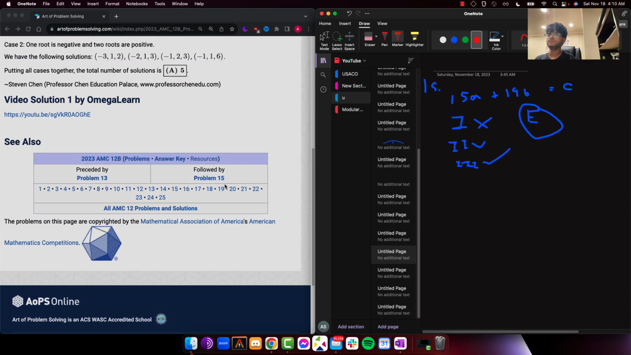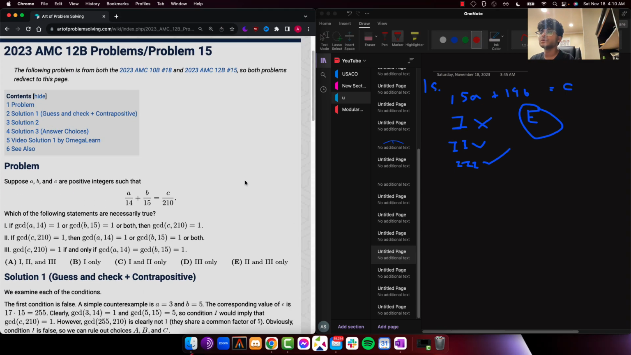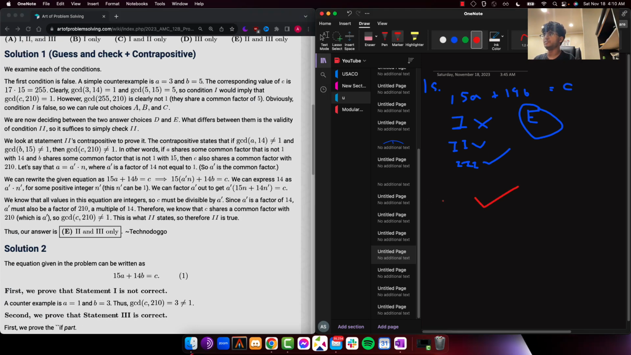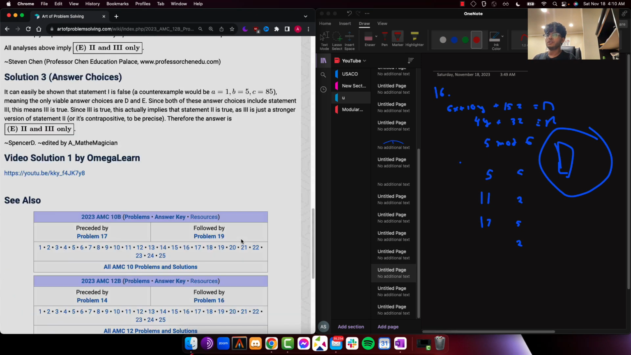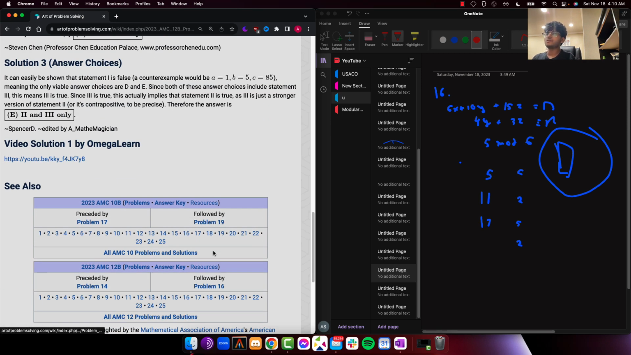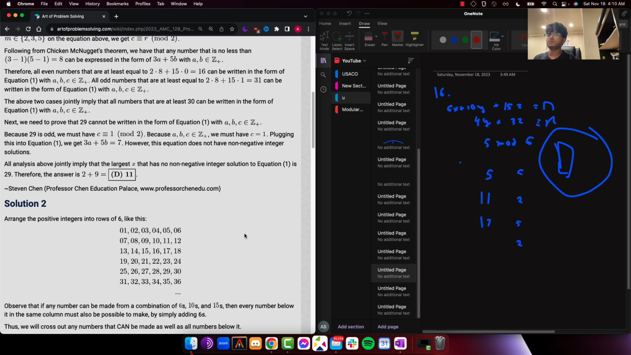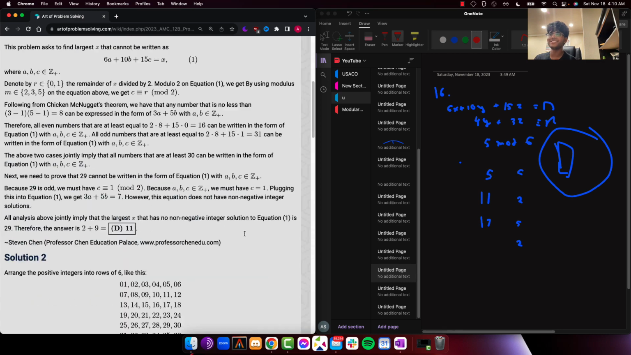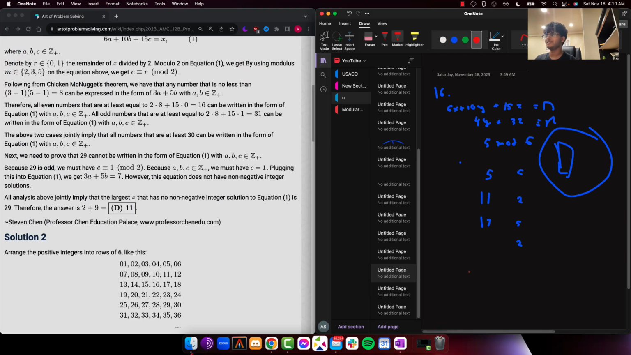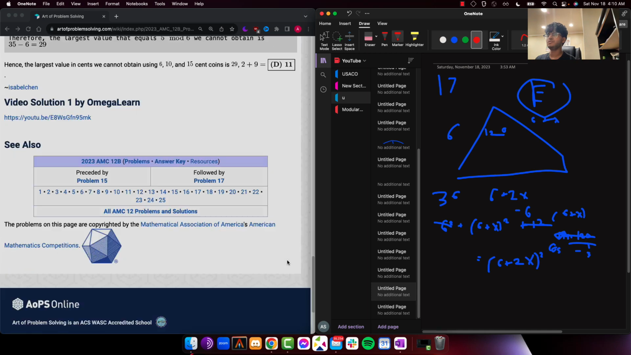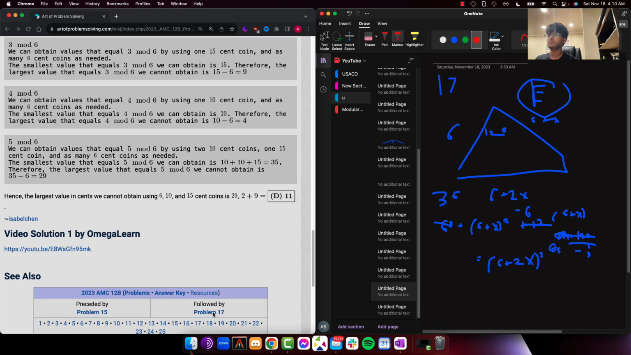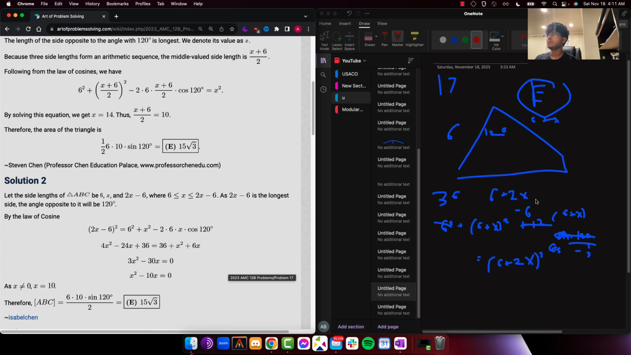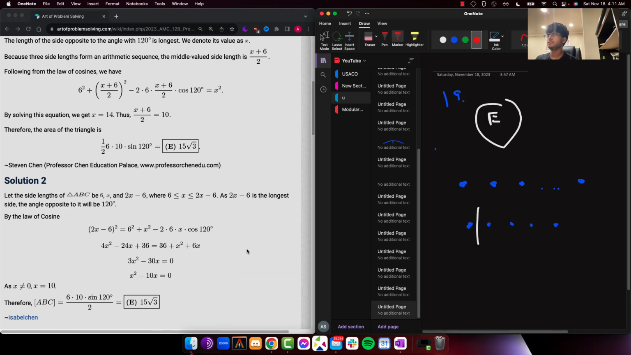Problem 15. Okay, good. E. No mistakes so far. Not bad. Problem 16. Problem 16 is indeed D. Okay, look at the amount of casework they did for this. I'm glad I just found the modular solution to this, but the amount of casework is crazy. 17. Okay, 17 is E. Cool.